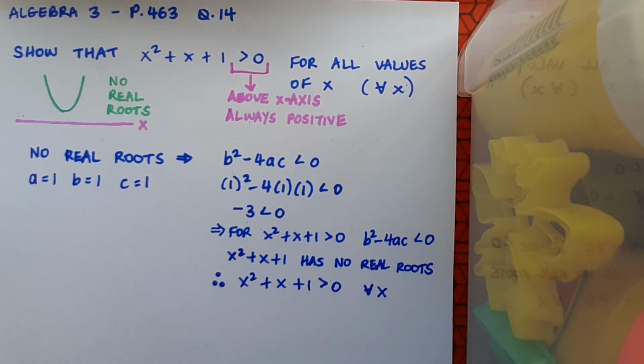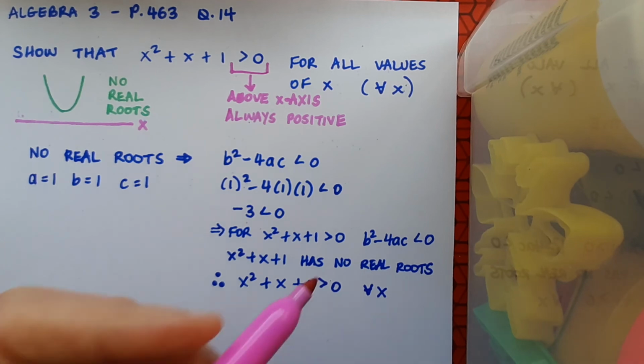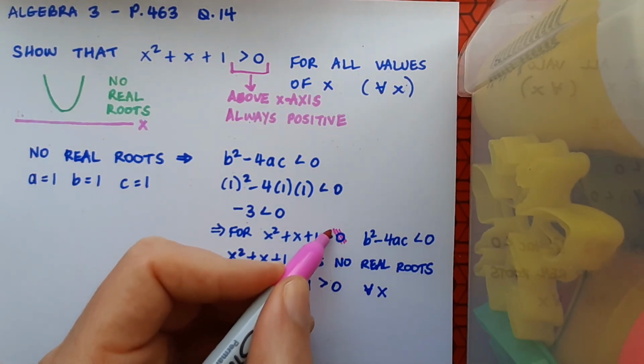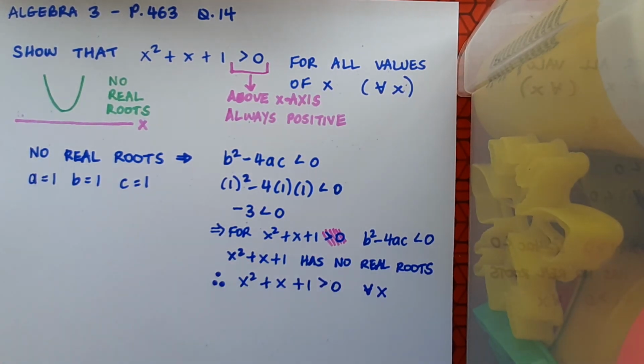There's something bugging me actually about the third last line. I'm going to go back and fix it now. I shouldn't really have said the greater than 0 part of that. I should have just said for x squared plus x plus 1, b squared minus 4ac is less than 0.